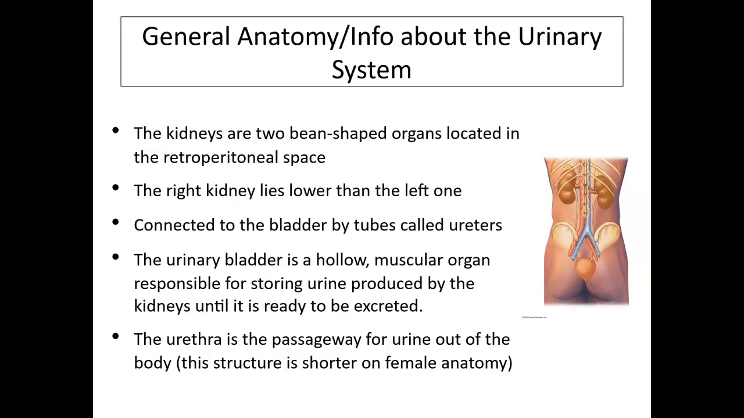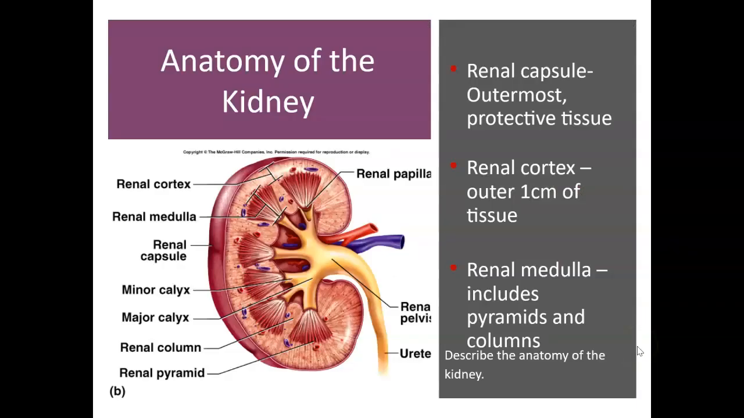Each kidney has a tube-like structure coming off of it called a ureter, which leads to the urinary bladder where urine will be stored until it is excreted. From the bladder, urine leaves the body out the urethra. This is the case for both males and females, however, the female urethra is shorter in length. Overall, the gross anatomy of the kidney is not too complicated.